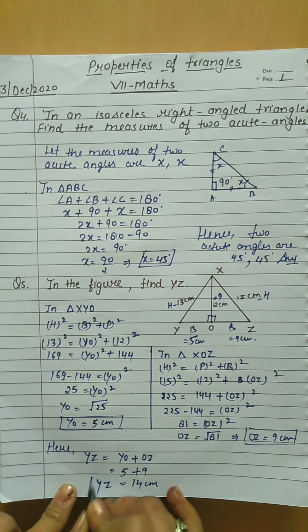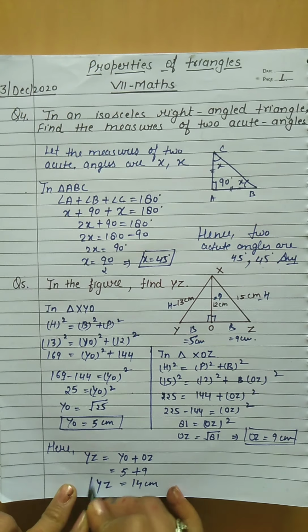A ladder is placed in such a way that it reaches a window 15 meters high on placing it against a wall at a certain distance. If the length of the ladder is 39 meters, find the distance of the foot of the ladder from the wall. Okay students, that means there is a ladder, ladder means stairs. Okay, it is placed in such a way that the window it reaches is 15 meters high.